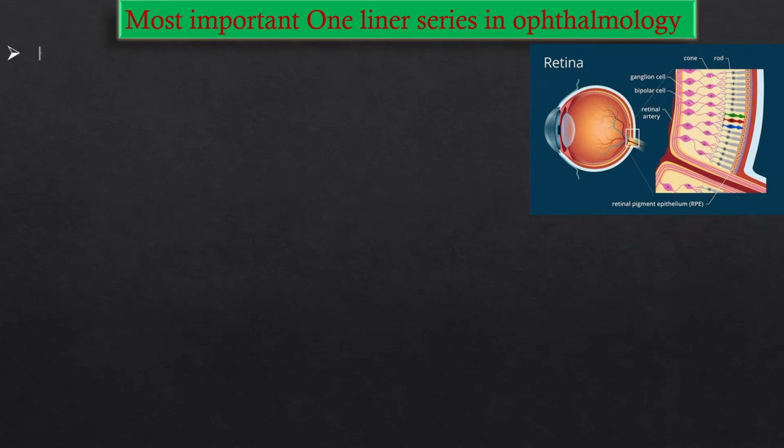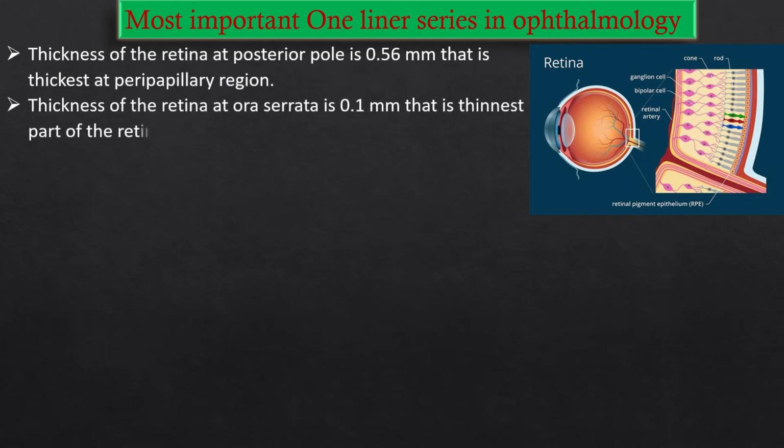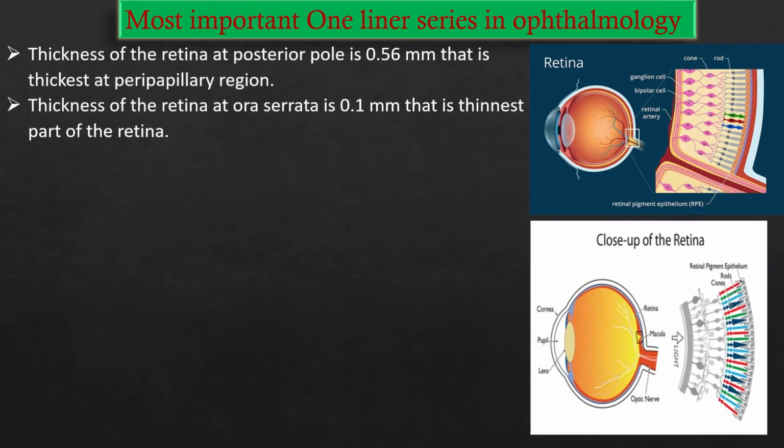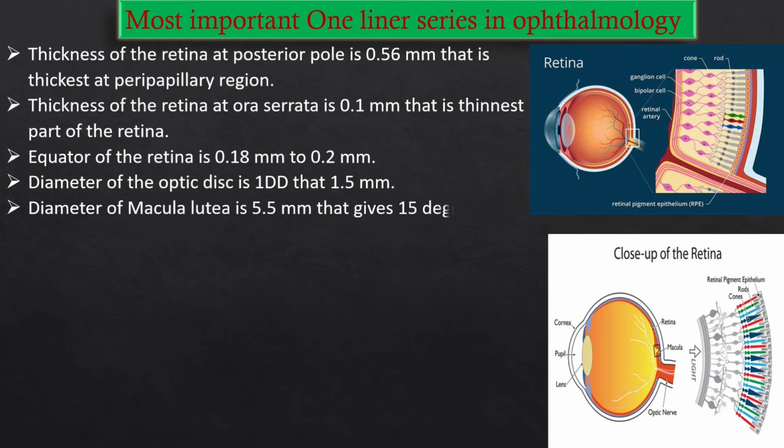Thickness of the retina at the posterior pole is 0.56 mm, that is thickest at the peripapillary region. Thickness of the retina at ora serrata is 0.1 mm, that is the thinnest part of the retina. Equator of the retina is 0.18 mm to 0.2 mm. Diameter of the optic disc is 1 disc diopter, that is 1.5 mm. Diameter of macula lutea is 5.5 mm, that gives 15 degrees of visual field.